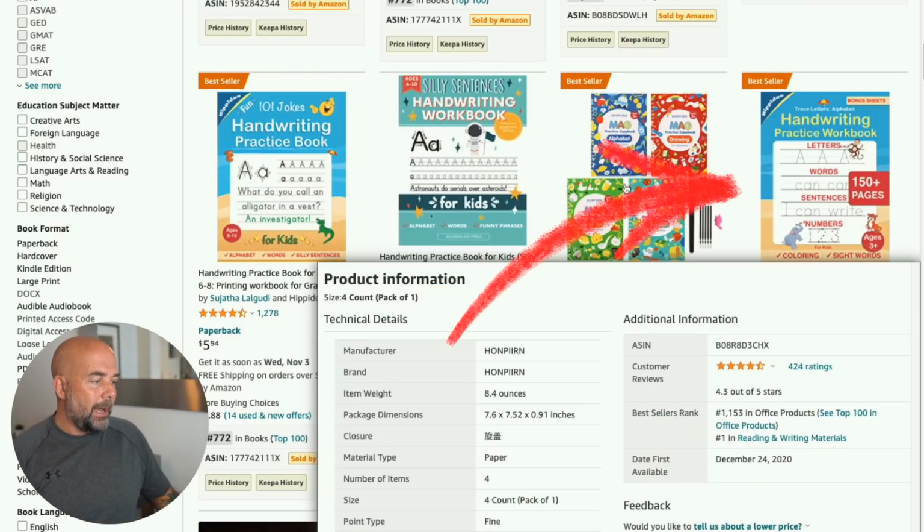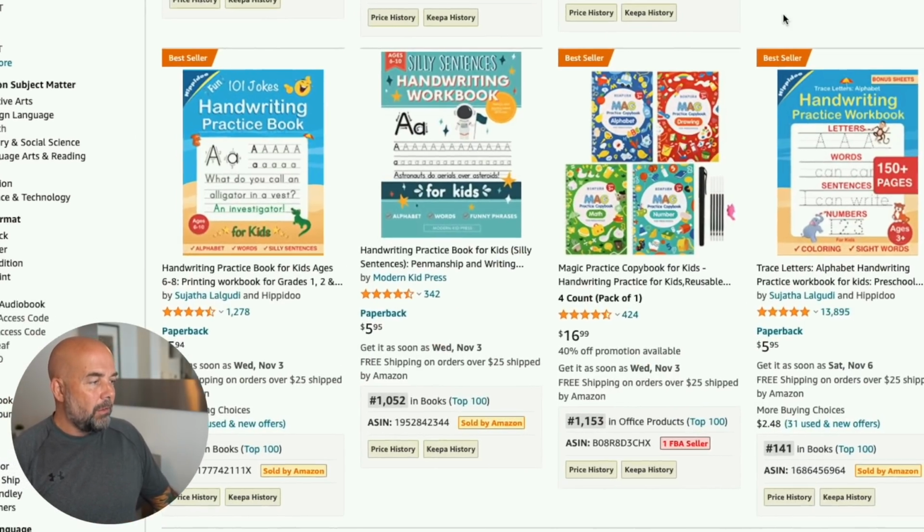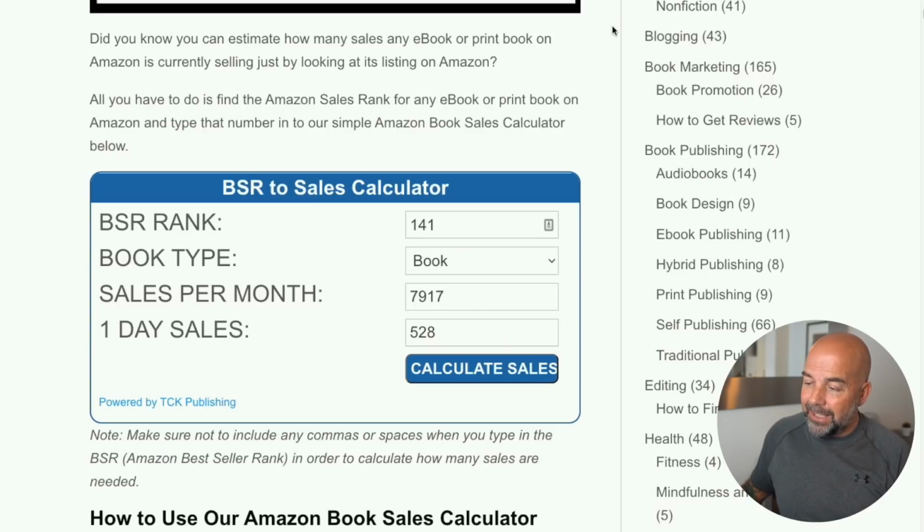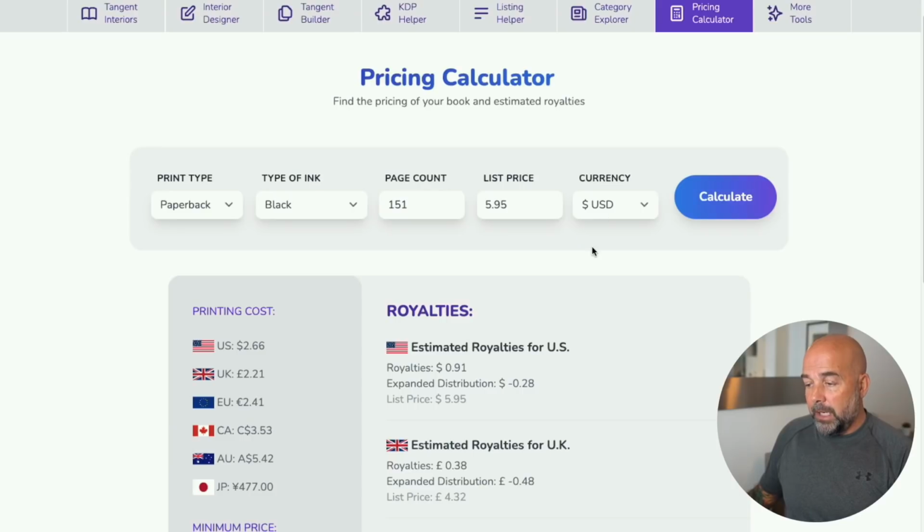Here we've got this book on Amazon from this publisher, and it's a handwriting practice book with a bestsellers rank of 141, which if we go over to a book sales calculator, we can see is selling between 7,900 to 15,840 per month. And the profit from each book, or the royalties from each book, is around about 91 cents. So from this one book alone, this publisher is making over $14,000. So the simple answer to the question is, it depends. You could make a full-time income off one book, or it might take you tens, hundreds, or even a couple of thousand books to build up an income.